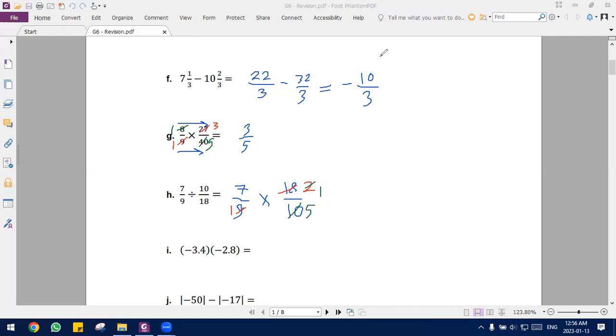Now we can do the multiplication. And the answer will be in simplest form. 7 times 1 is 7. 1 times 5 is 5. So 7 over 5 is the correct answer, and it's in the simplest form.